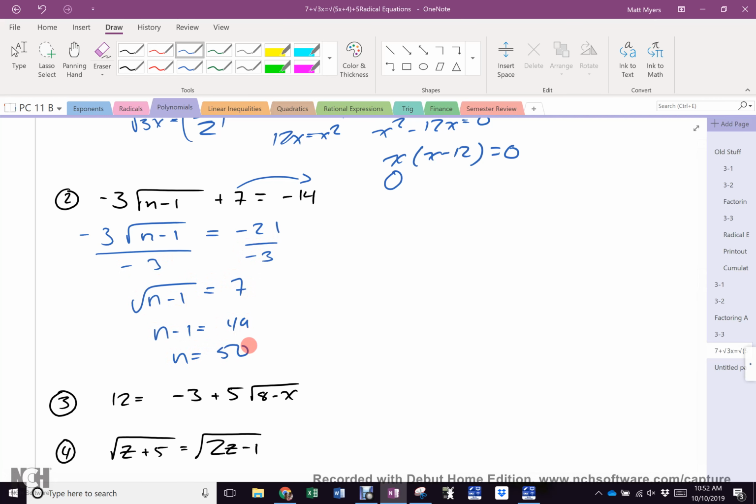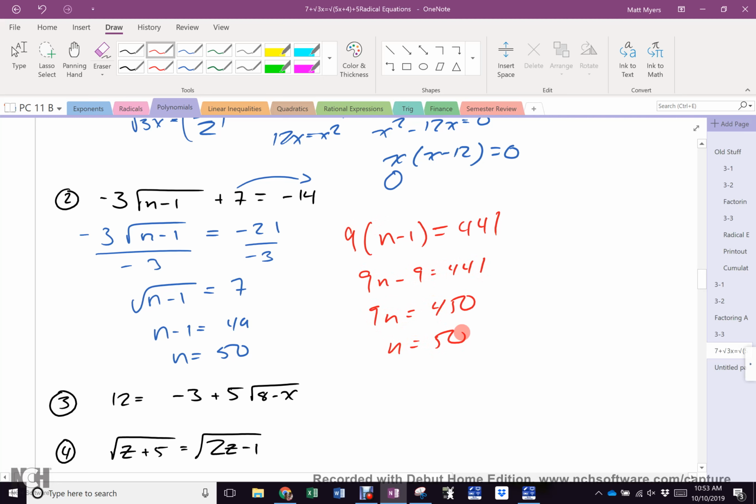How'd you do it? I'm interested to know how you did it. What did you do? Oh, you squared it straight out. Okay, so you ended up with 9 bracket n minus 1 equaled 441, and then you probably distributed 9n minus 9 equaled 441. And then you did 9n equaled 450. And then you did n equaled 50. It's all the same algebra, though, right?